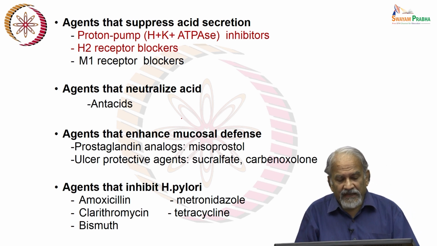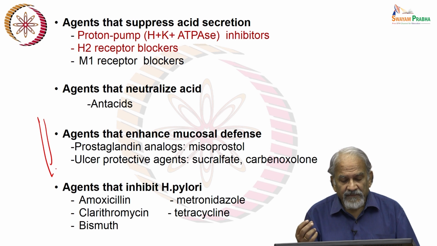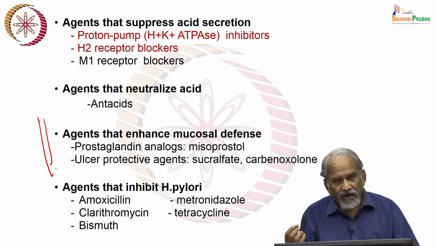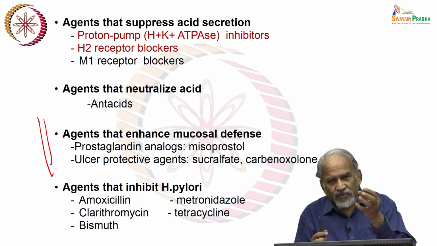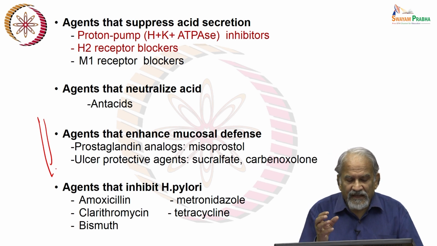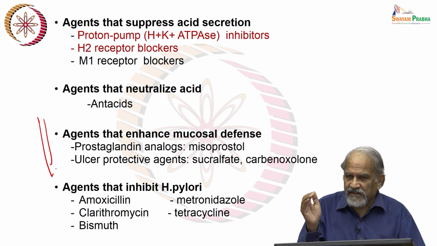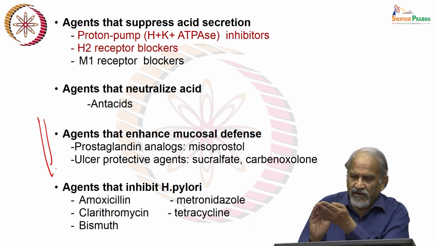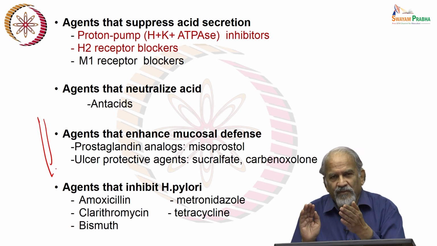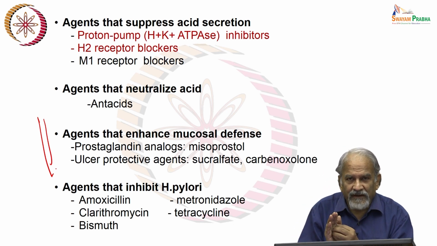Now, agent which will enhance the mucosal defense is the prostaglandin drugs, and this is misoprostol, or you protect the ulcer which has already formed by a soothing agent, and that is called an ulcer protective agent, which is sucralfate or carbenoxolone. If this is ulcer, sucralfate will just coat this ulcer and carbenoxolone will coat this ulcer. Therefore, this will protect the ulcer from further damage of hydrochloric acid and will be helpful in its healing.